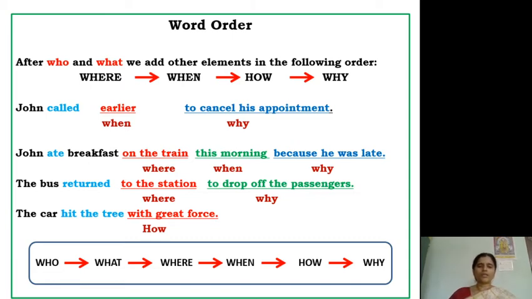In a sentence, we may not get all the elements in one single sentence, but whatever elements come have to follow this order. So subject plus verb, plus if there is any object, then it has to follow the verb, and after the object, whatever elements come in the sentence have to be in this order.